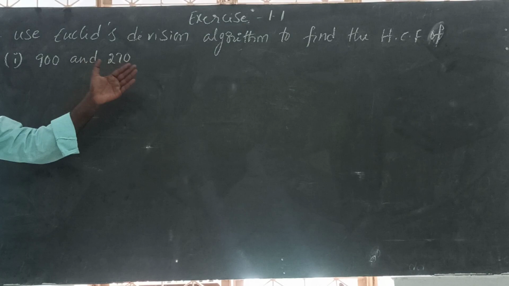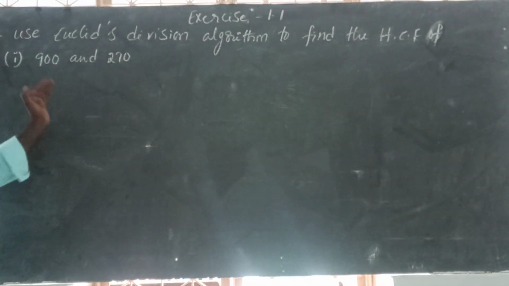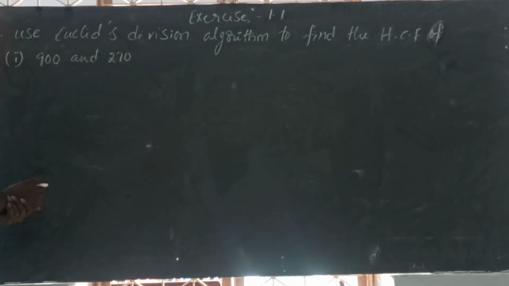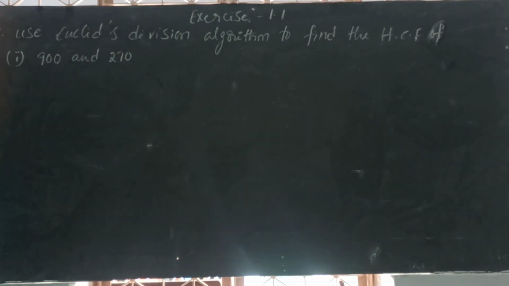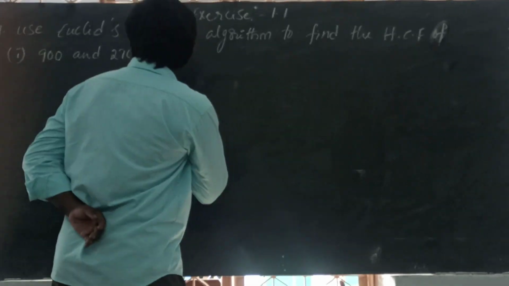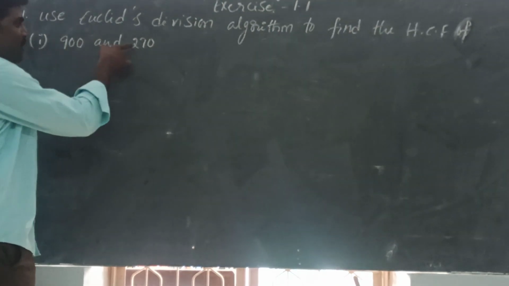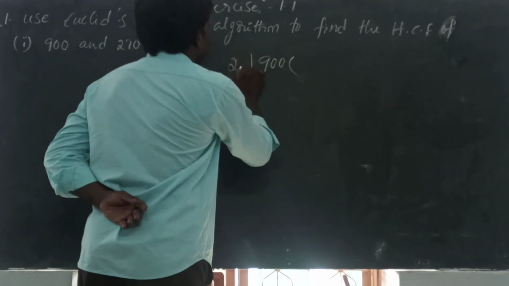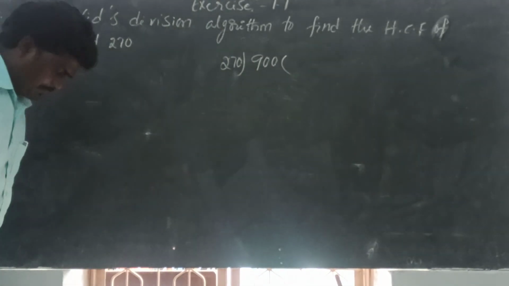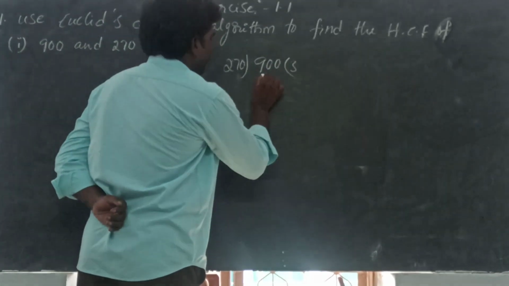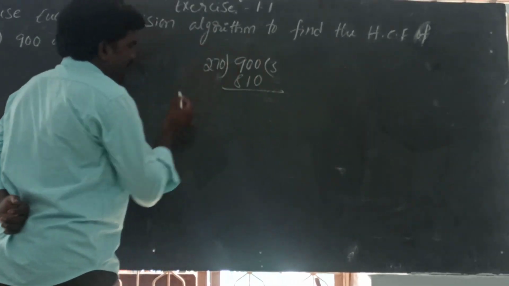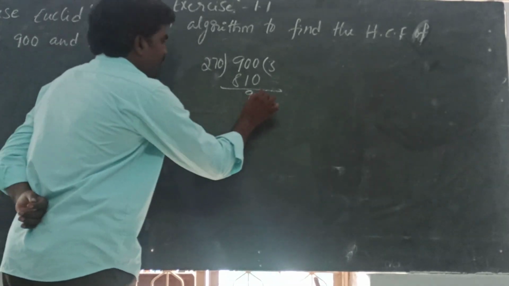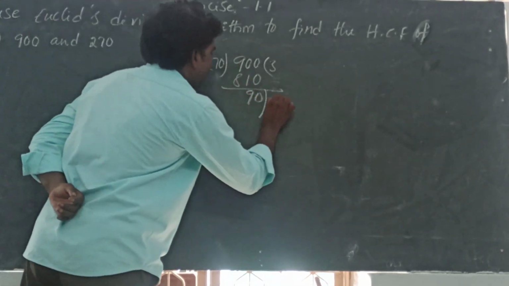That means a is equal to b into q plus r. Okay, first we can find HCF in division method. So how can we divide? The biggest number is divided by the smallest number. Here in these two, what is the biggest? 900. The smallest is 270. So 900 is divided by 270. How many times? 3 times, 810. In 900, the 810 is subtracted. We get 90. Okay, then 270 is divided by 90.